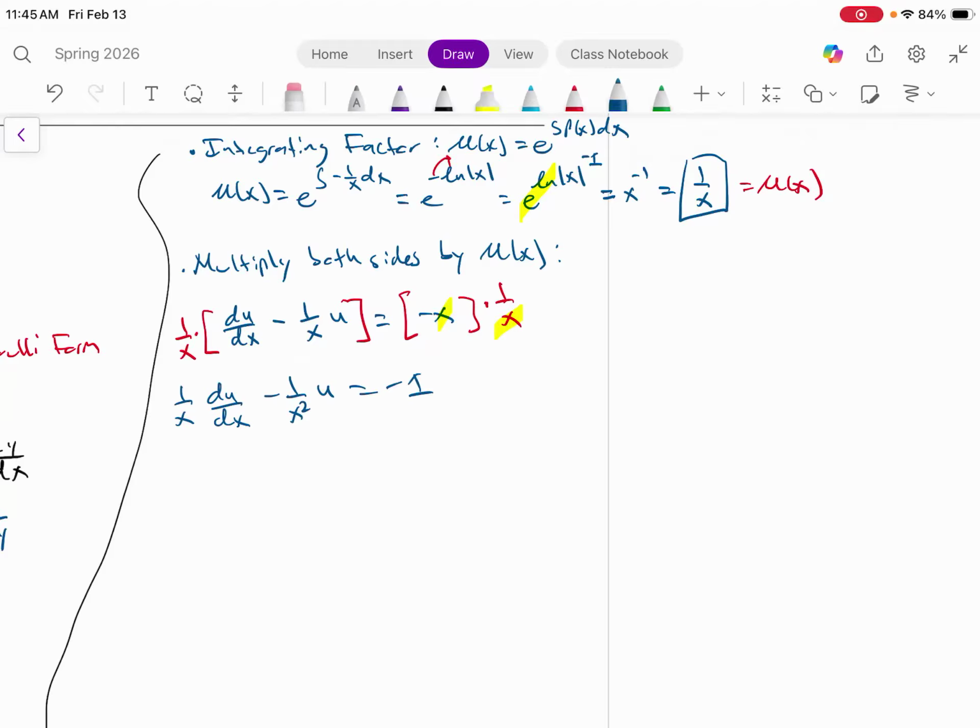Okay, so remember with a linear equation, we want to make sure we're getting a product rule. We're getting a derivative of a product.